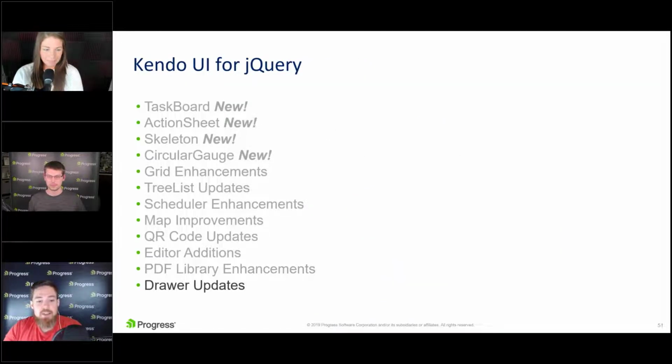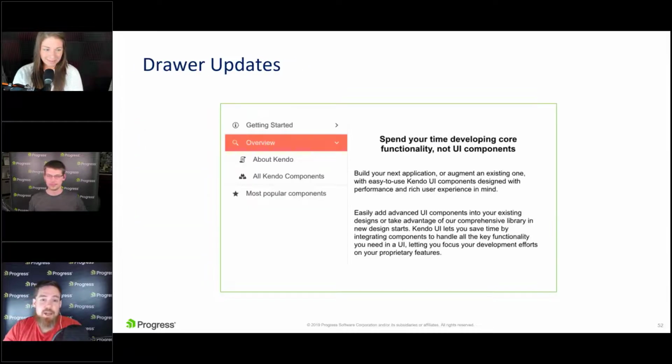And finally, the drawer also has the ability to have hierarchical items. So we can see here that we can now expand and collapse the drawer items. If there are any additional items under one of these drawer items, like getting started and overview, there is a clear caret that indicates that there's additional items under it, while most popular components does not have any child items, so it won't have that caret displayed.